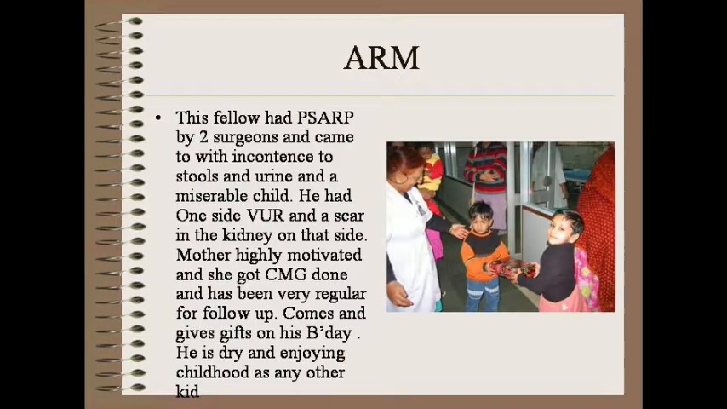This is a child who had PSARP by 2 surgeons and had come for urinary and stool incontinence. He was a miserable child with a very motivated mom. And he had one side VUR with a scar in that kidney. Mother was motivated. She got cystometries done, and then he's on oxybutynin plus CIC, and he comes every birthday to distribute gifts to all the children in the ward. He is dry and enjoying his childhood like any other kid.